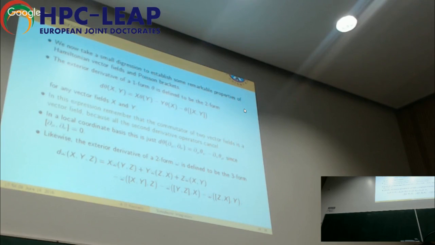As I said before, the exterior derivative of a one form theta is defined to be the two form d theta, defined by applying two arbitrary vector fields x and y. It gives you x of theta of y minus y of theta of x, which is naturally antisymmetrized, and then we have to have this correction, minus theta of the commutator of x and y. So this definition satisfies d squared equals 0, even if the vector fields you're using do not commute.